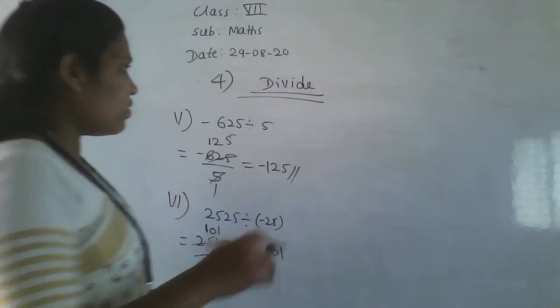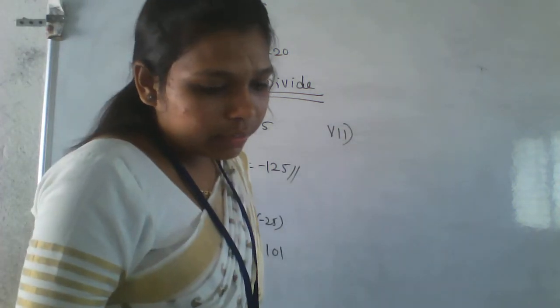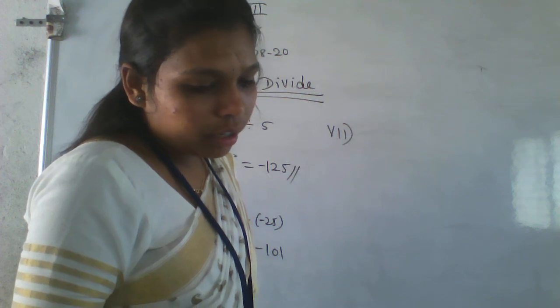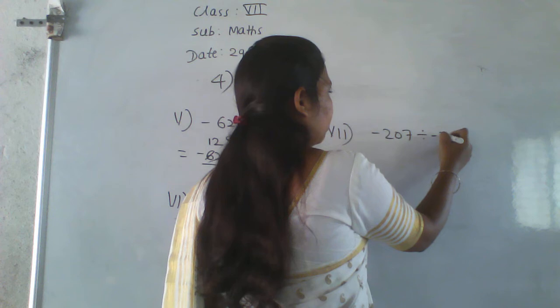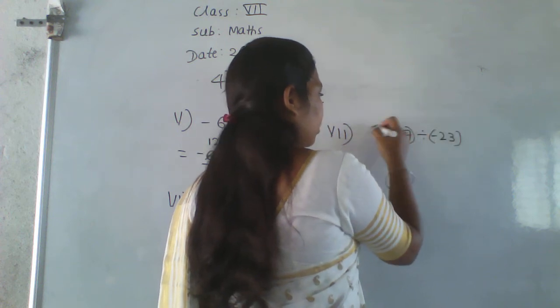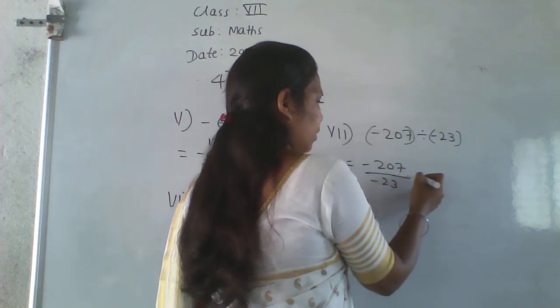Okay, so next we'll go for the seventh one. In the seventh one, we are given -207 divided by -23.